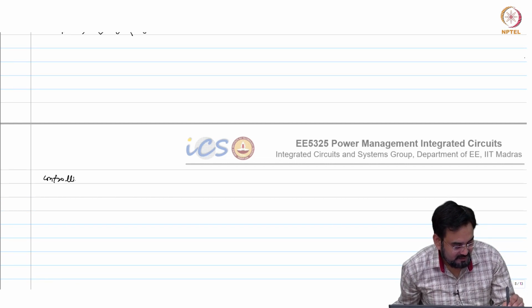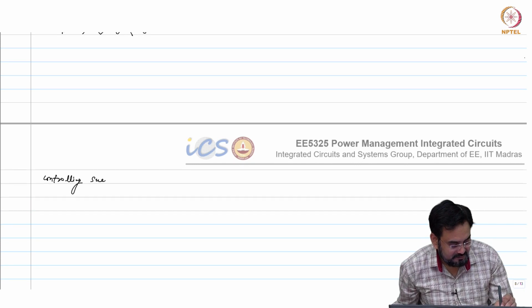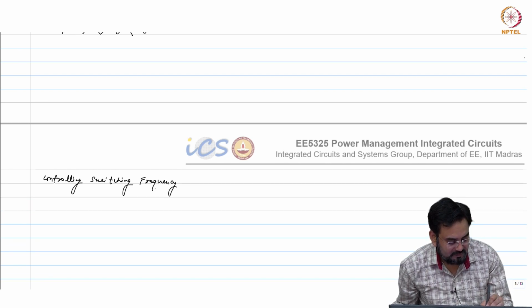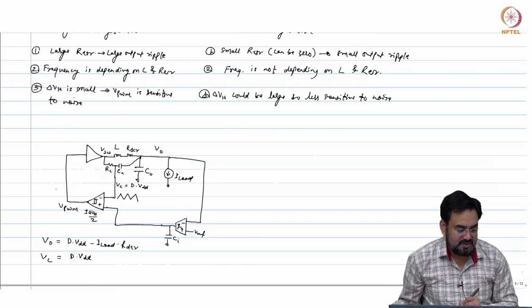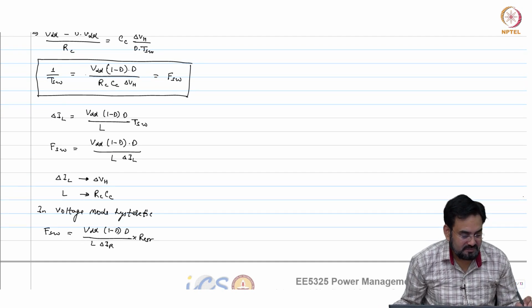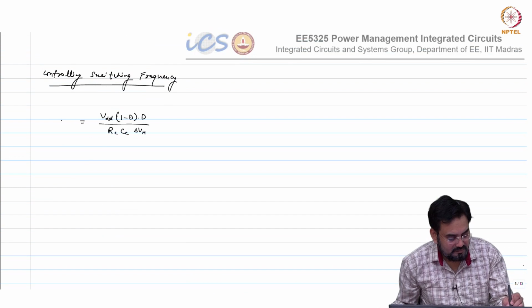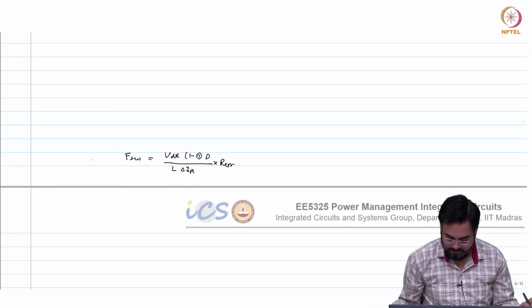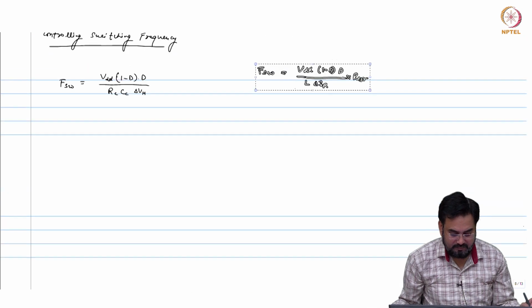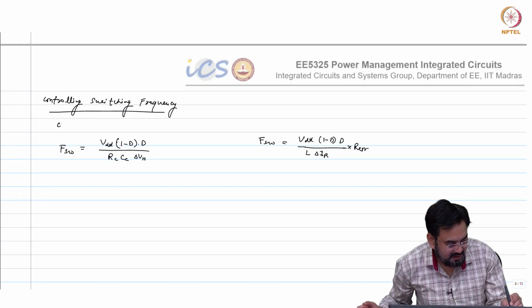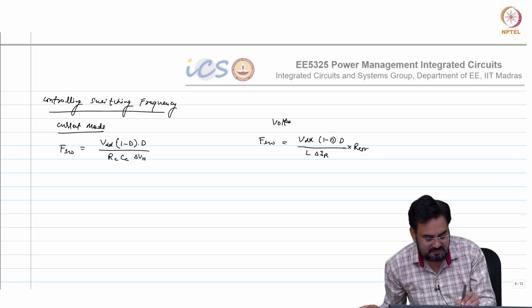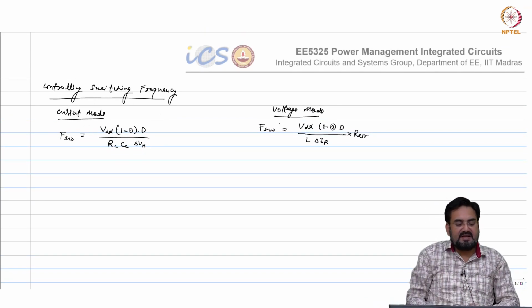So controlling. Now if you remember these two expressions, this is current mode, this is voltage mode. So what are the different ways we can control the switching frequency here?